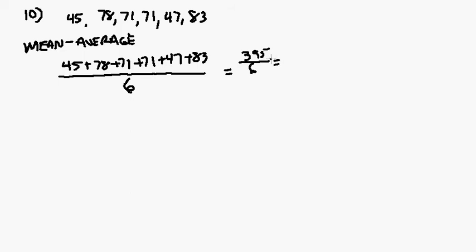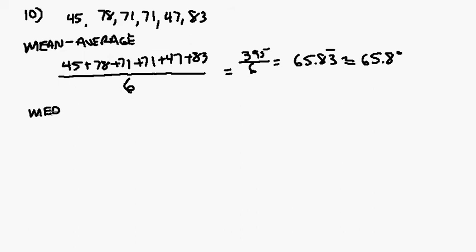Divide that by 6, and you should wind up getting 65.83, with a bar over the 3, meaning that that goes on forever. Now they say to round to the nearest tenth, so if I did that rounding, this would be approximately 65.8 degrees. Okay, that's the mean.